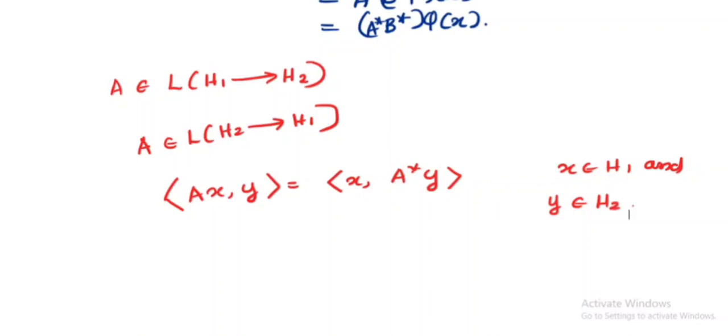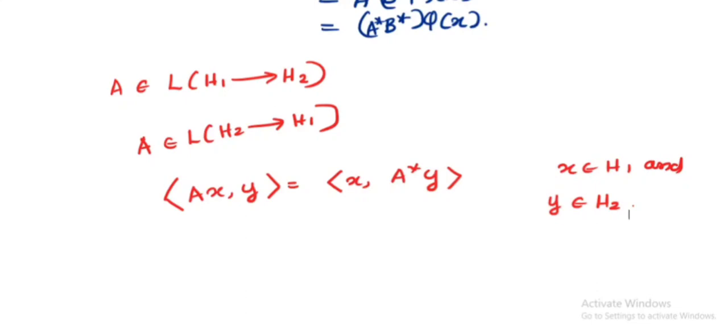In the case of Hilbert spaces, H1 and H2 are Hilbert spaces, and A is a bounded linear map from H1 to H2. In this case, we define the adjoint of A as the inner product of Ax, y is equal to the inner product of x, A star y. The notation is inner product Ax, y is equal to inner product x, A star y.